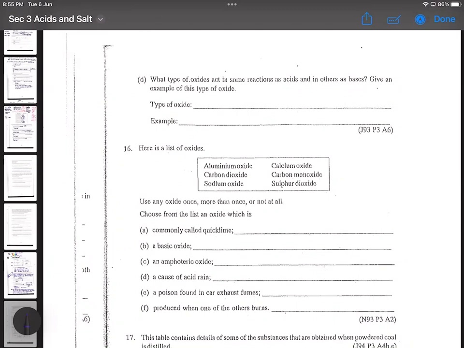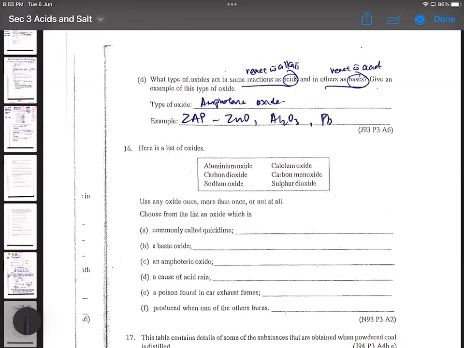So part D says some oxides react like an acid, and some react like a base. That means when it behaves like an acid, it is actually reacting with alkali. When it pretends to be like a base, it is reacting with acid. So since it reacts with both kinds, we call it amphoteric oxides. Okay, remember there's only 3 of them: ZAP, zinc, aluminium, and PbO, lead. And this lead is known as lead-2 oxide. The aluminium and zinc should be straightforward.